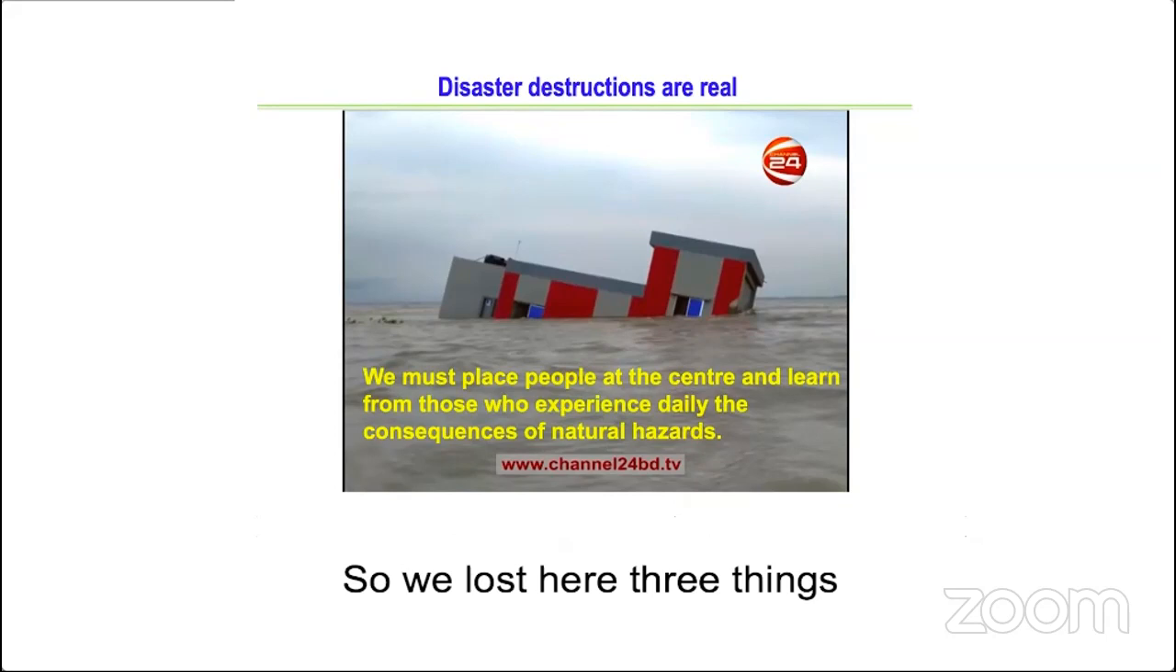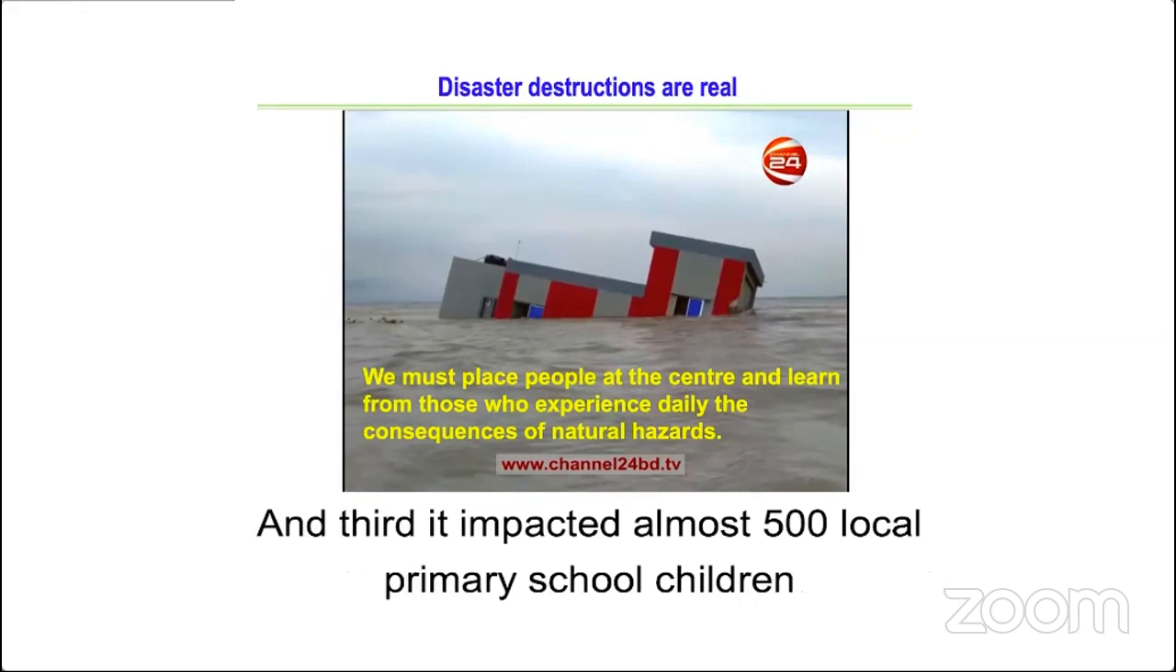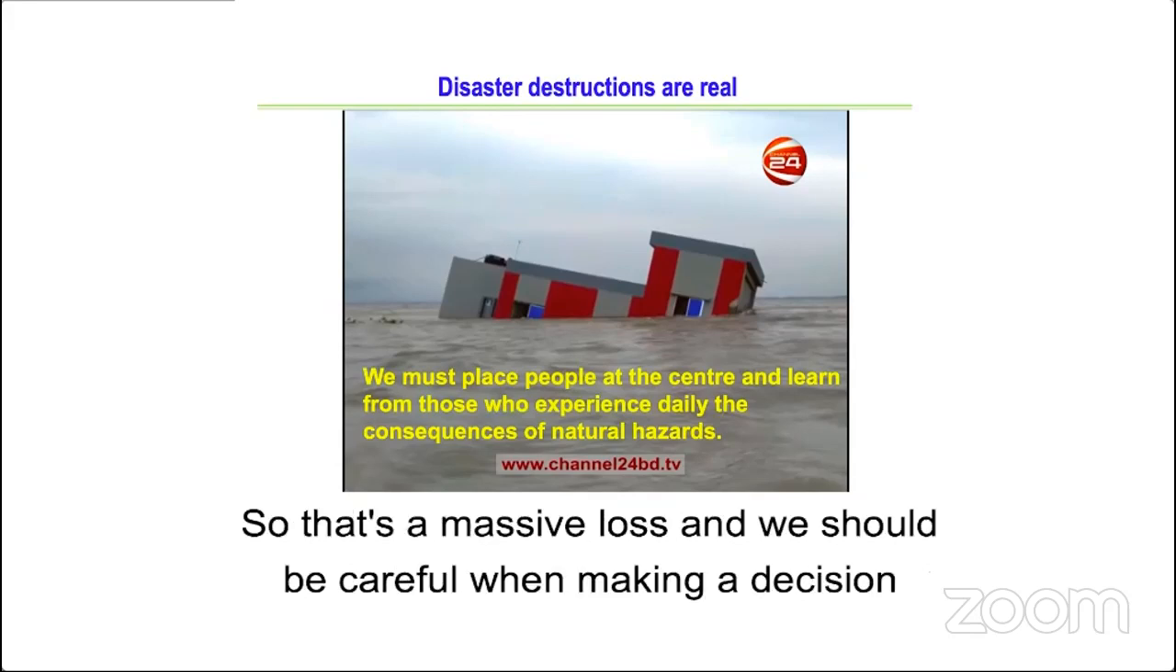So we lost three things here. One is the cyclone shelter itself. Second, almost $500,000 US. And third, it impacted almost 500 local primary school going children. So that's a massive loss, and we should be careful when making a decision.